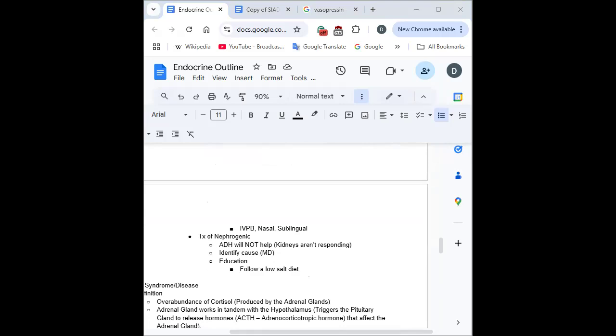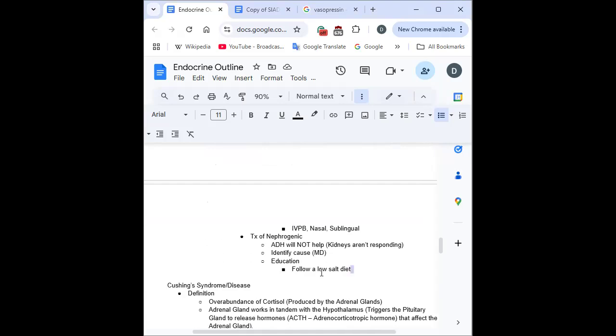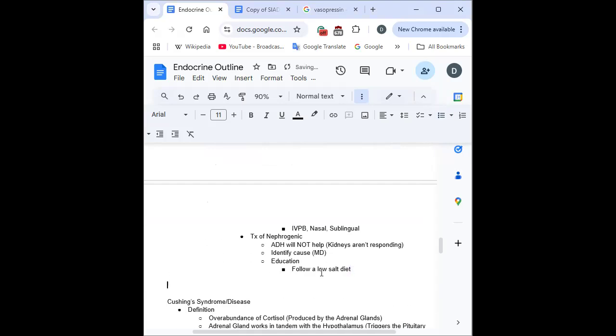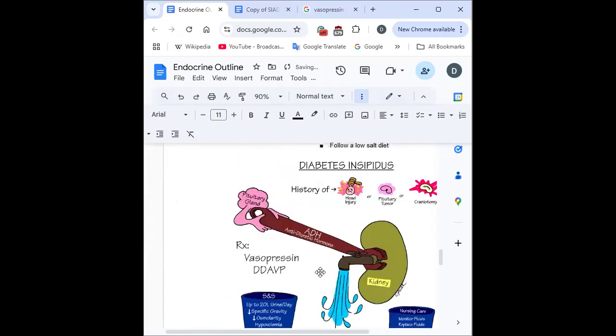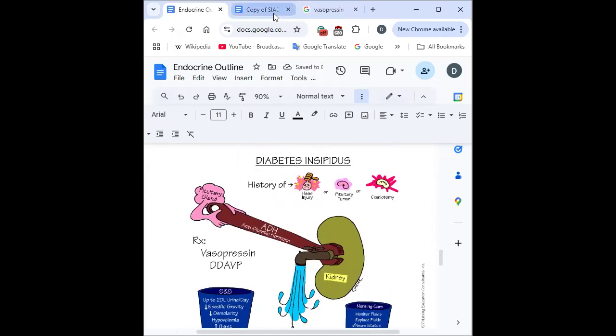I have a picture to go along with it. I think this picture is pretty cute, so I like having it alongside everything we just talked about. Before we go into Cushing's, I do have a chart that directly compares both of them, so that should help. Here is my little chart comparison, compare and contrast table.